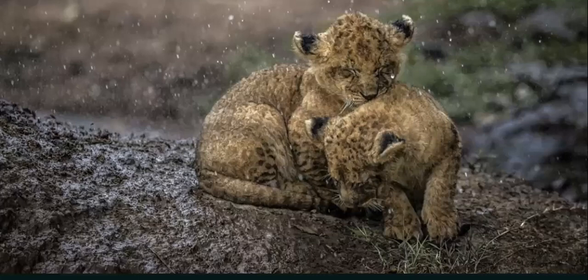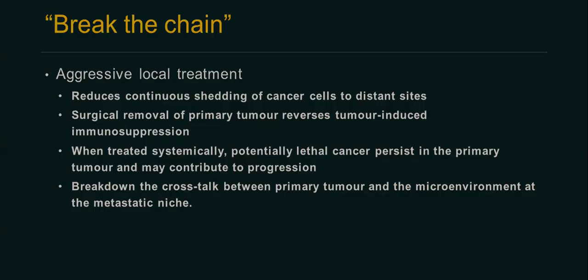But we're going to jump into the rationale for treatment. So why would we want to treat oligometastatic prostate cancer? One is to break the chain. So you have to have aggressive local treatment, and we saw that from the pre-metastatic niche. It reduces the shedding of cancer cells. Surgical removal of the primary tumor reverses tumor-induced immunosuppression. When you treat systemically, potentially lethal cancer persists in the primary tumor and can contribute to progression. So you need to treat your primary tumor.